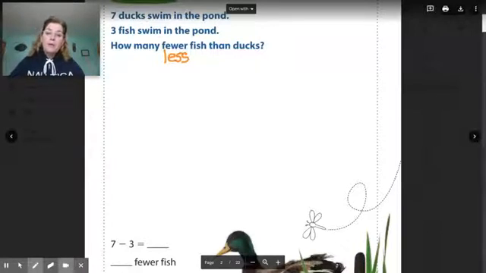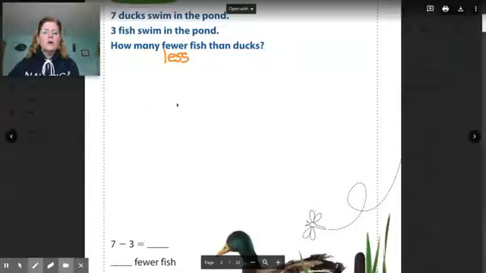Well, we've got a pond, right? And we have some ducks in the pond, and we have some fish in the pond. But we need to know how many fewer fish than ducks there are. So there's more ducks. How many more? How many fewer ducks?